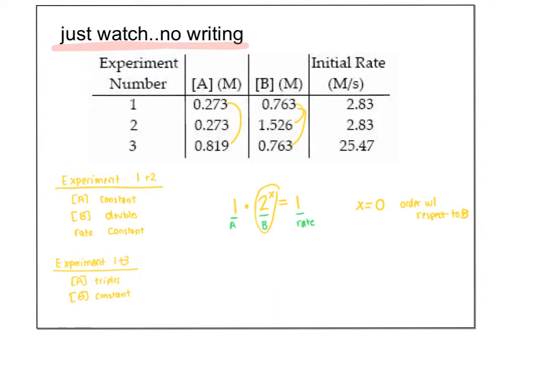And what does the rate do? Let's see. From 1 to 3, ooh, interesting. The rate nines itself.